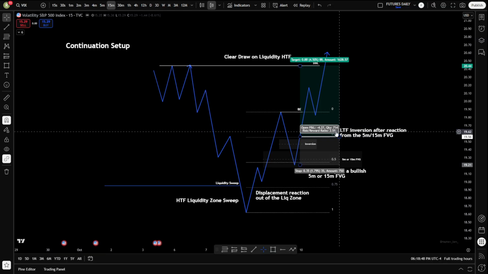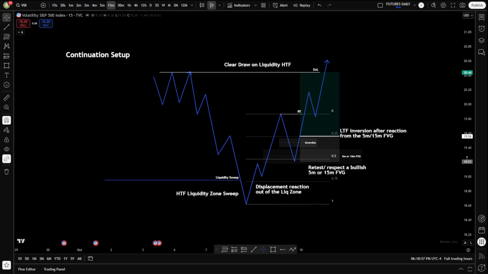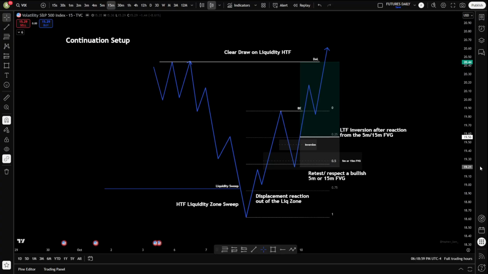So obviously this is a long setup, but it would be the same thing if you're looking for a short and your clear draw on liquidity, your bias is short bias, right? So all we're looking for here is a combination of a few things. Obviously, a liquidity sweep is our number one. We usually want to see a pretty aggressive reaction out of there with displacement.